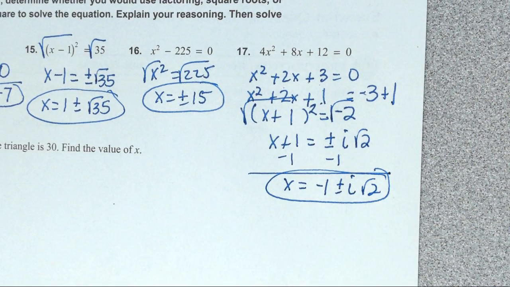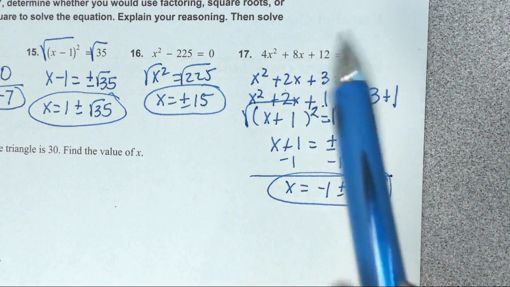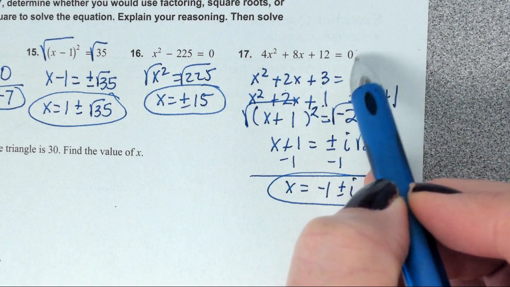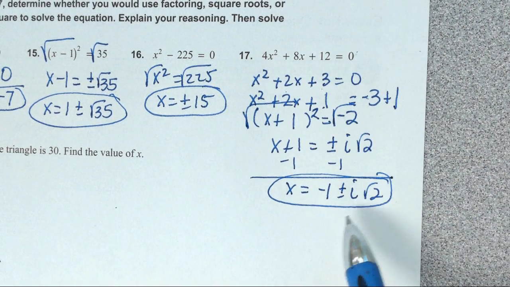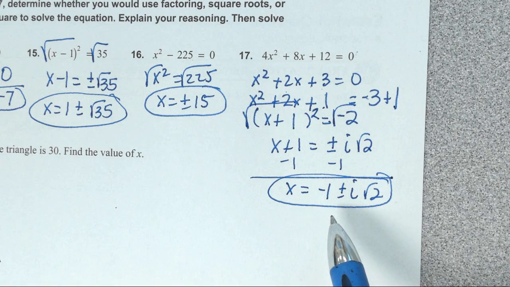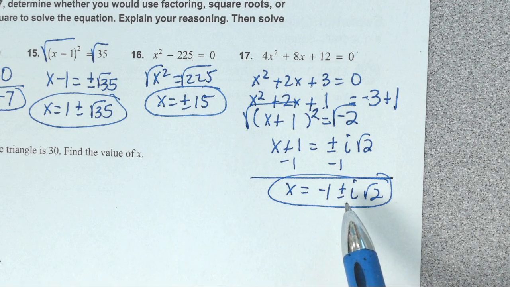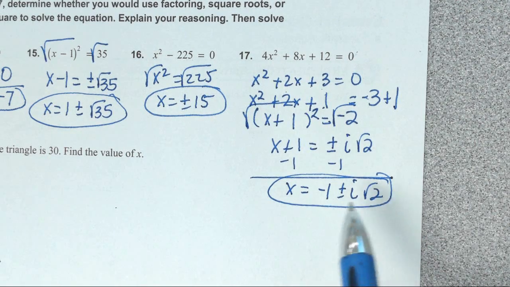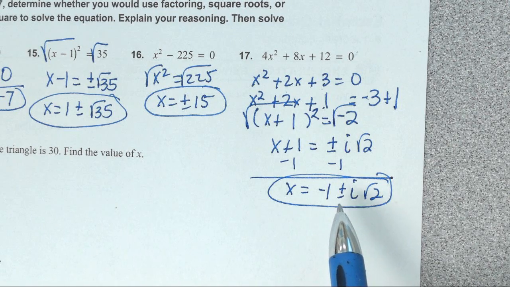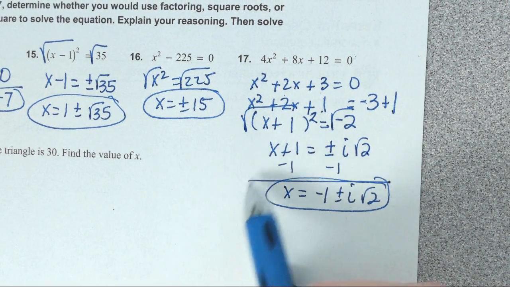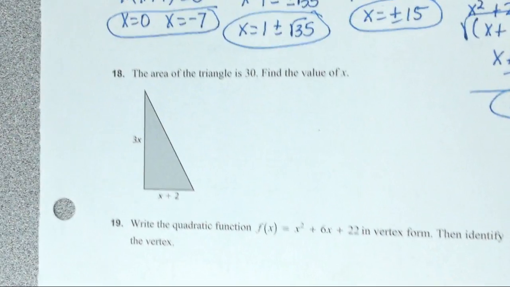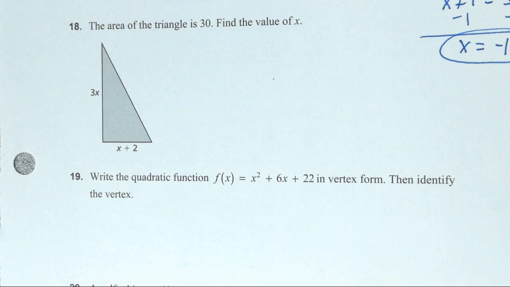Two solutions. How many x-intercepts? If this function had been this equals f of x, how many x-intercepts would there be? 0. Why, Baxter? Right. This is 2 imaginary solutions, so therefore it would not have any x-intercepts. Okay, let's look at the next one now. The area of the triangle is 30. Find the value of x. What are you thinking we could do?